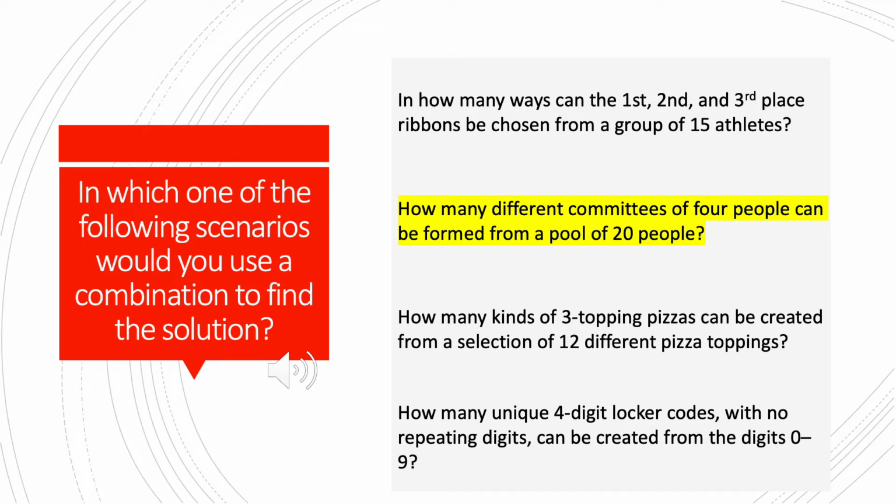The answer is how many different committees of 4 people can be formed from a pool of 20 people. It doesn't matter as long as you group the 4, which 4 people, because it is not set up such that you have a vice president or a president, a secretary, things like that. So it's just any 4 people. How many groups of those can we gather?